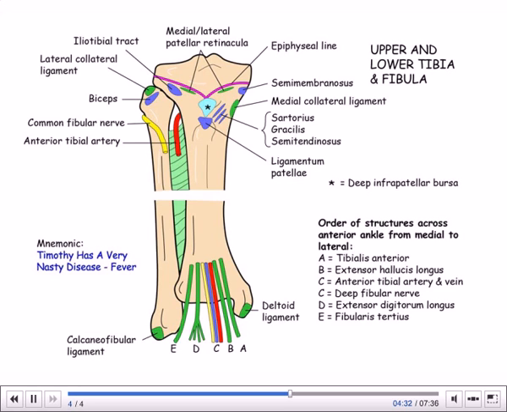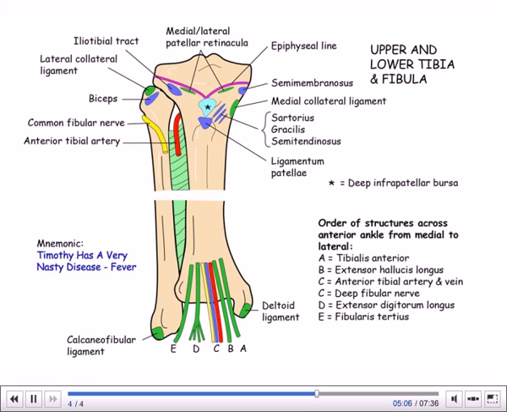The next set of tendons belong to the extensor digitorum longus, and then finally there is the tendon of fibularis tertius, which of course is not always present. We'll look at other tendons associated with the ankle in a separate session. But we do have a mnemonic for those tendons that we've just listed, and it is Timothy has a very nasty disease, fever. Or it could be Timothy has a very nasty diseased foot, if you prefer that.